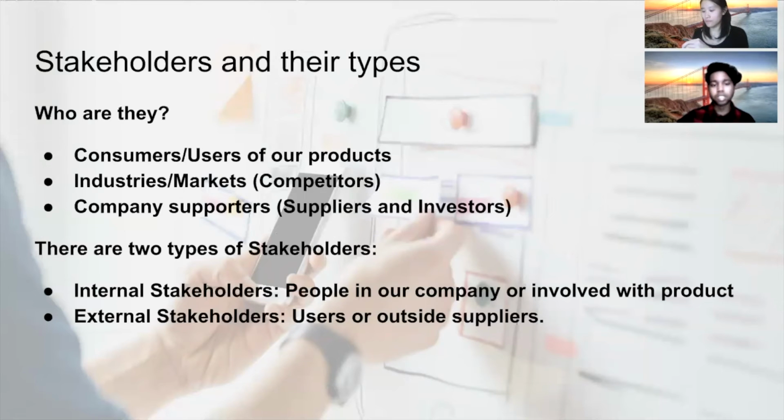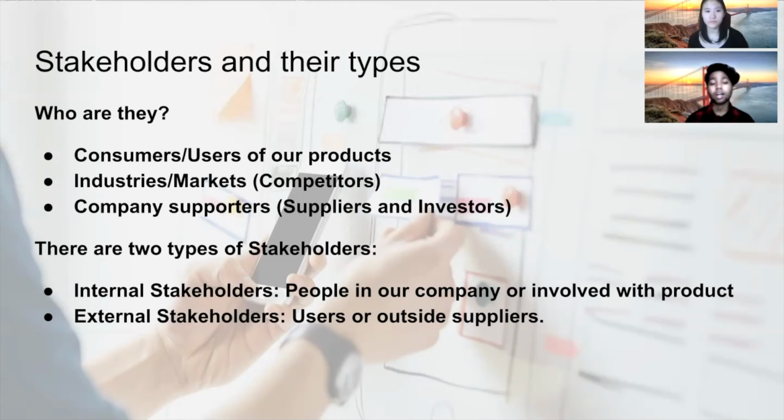So who are our stakeholders? The majority of our stakeholders are our consumers or users of our products. It could be industries or markets, for example, competitors. Whenever you're creating your product, you always look at what your competitors are doing so that you can find the point of differentiation, so that you give your consumer incentive to buy your products other than your competitors'. And then other stakeholders are our company supporters, who are our suppliers and investors.